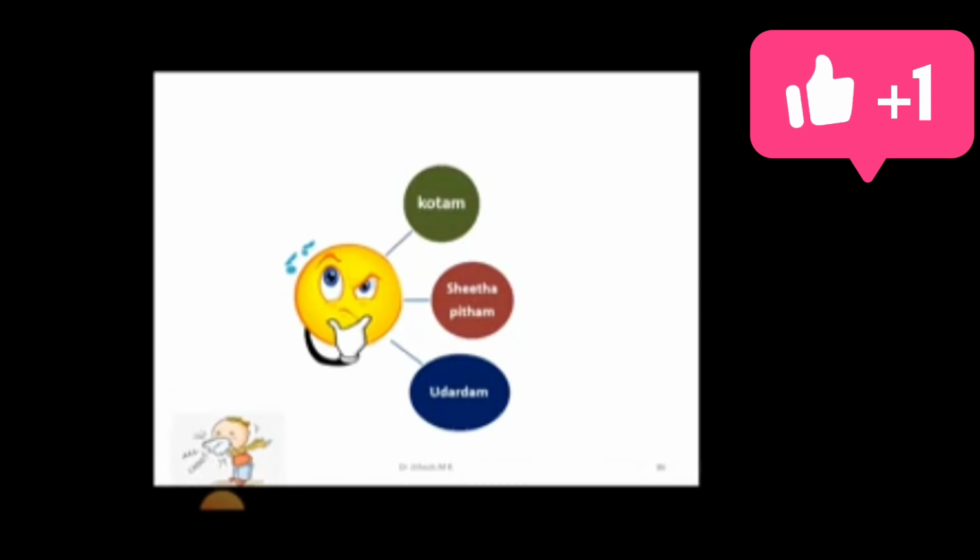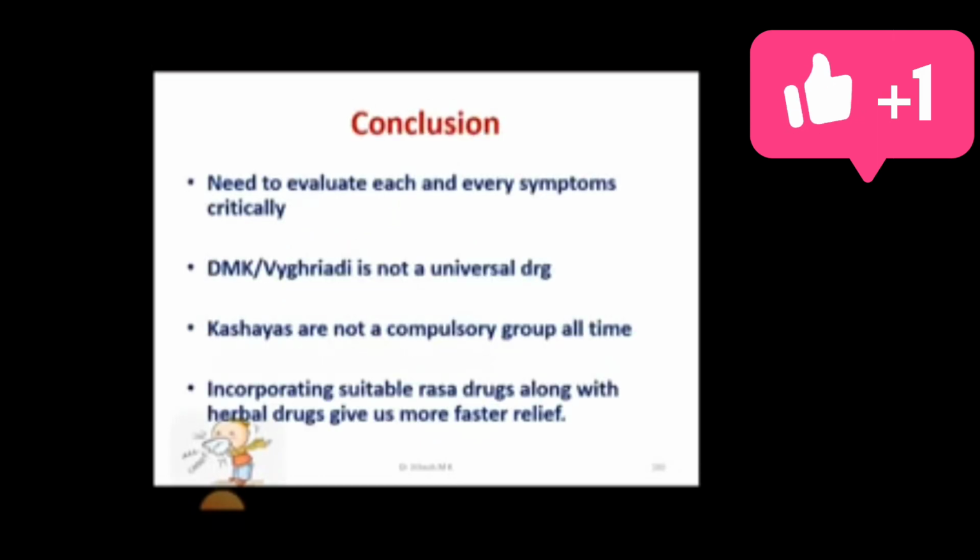I think I have compiled almost all the common popular yogas available in the market. So probably now the next part is Rasa drugs. That I think we have got a detailed class of this Rasa with another one. So I'm not going into details. So let me conclude my presentation here by saying that we need to evaluate each and every symptom critically.